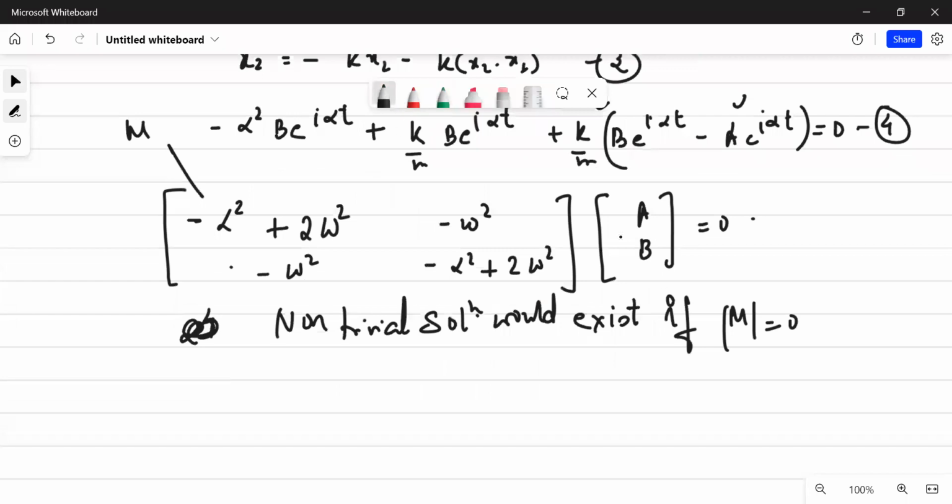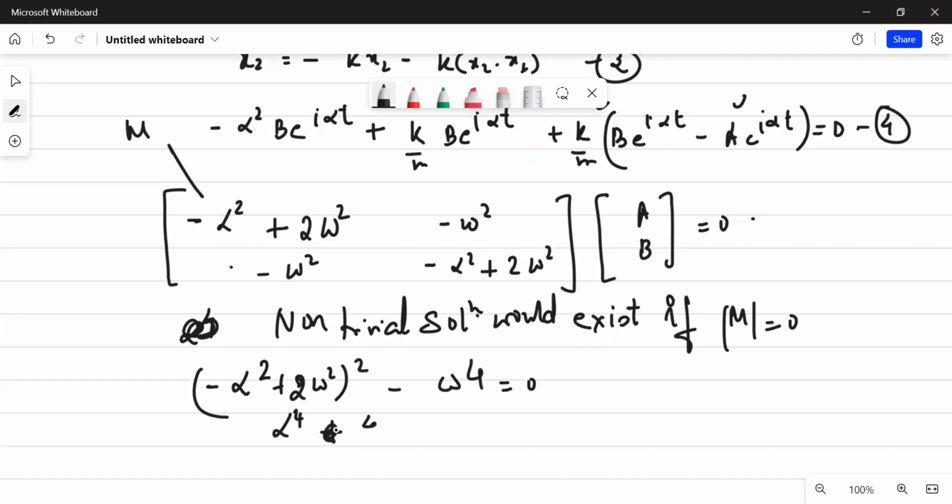And if this non-trivial solution is to exist, then what does it mean? It means that minus alpha square plus 2 omega square ka whole square, and then you have minus omega ki power 4 has to be 0. Is that clear to you? And so if I just use this up, this will be like alpha ki power 4, and then you have this, minus 4 alpha square omega square, and then you have plus 3 omega ki power 4 equal to 0. I hope it is clear.